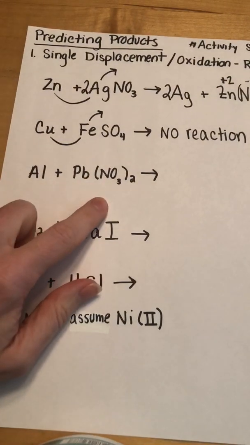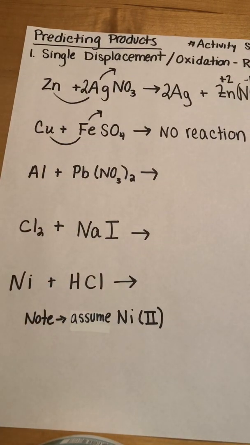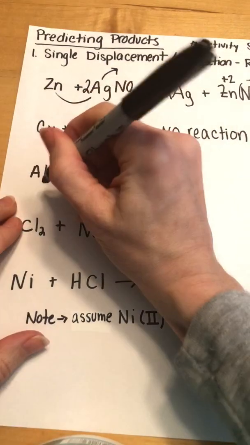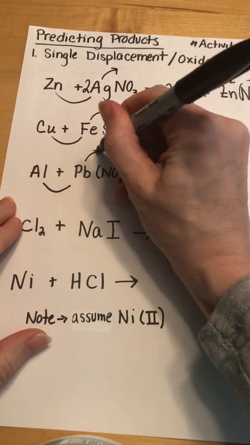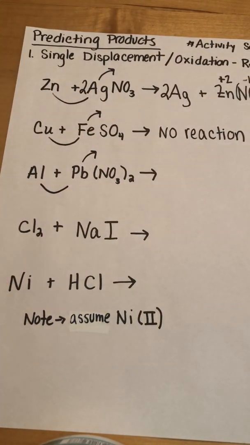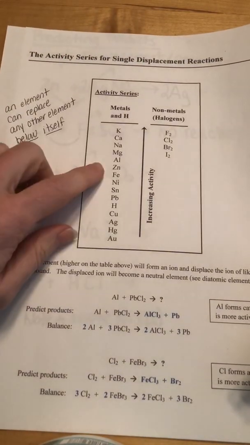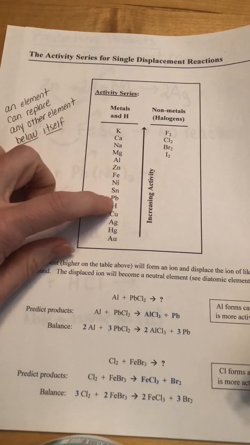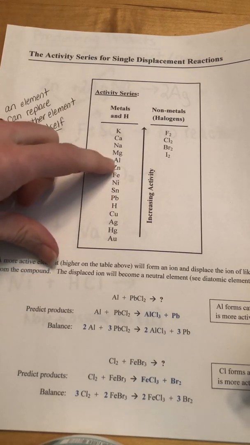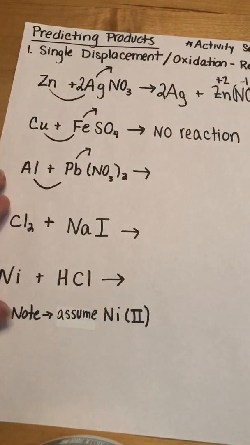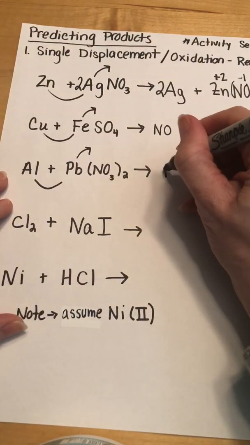Again, a single element plus a compound is a single displacement. Aluminum is a metal, so it's looking to replace the metal in the compound. Metals are always listed first in the compound. So aluminum is looking to replace lead. If I look at aluminum, and look at lead, lead is below aluminum, so that means aluminum is stronger than lead and able to kick it out. So lead gets the boot.